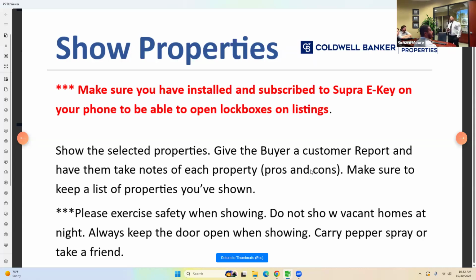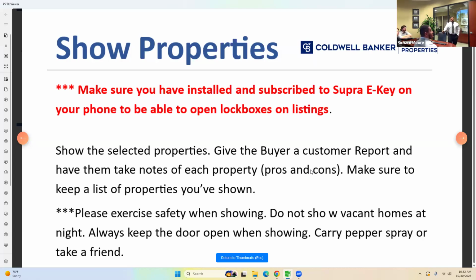Because what's going to happen is you're going to show them 5, 6, 7 properties. And when they get home, they're going to be like, oh, I really like the one that had the blue kitchen, and which one was that? Damn, I forgot. We saw so many of them. But if you give them a printout, they can write notes on it, like, I like this one, this is my first choice, second choice, third choice.